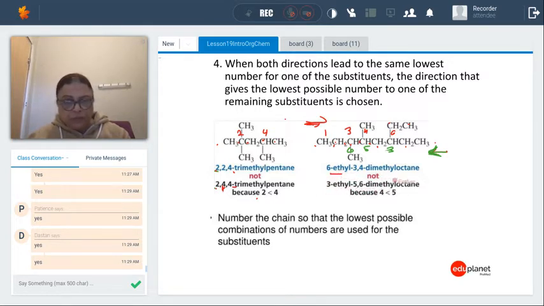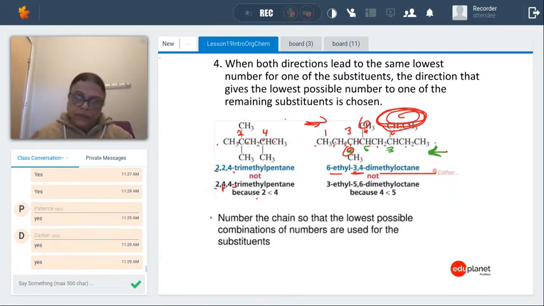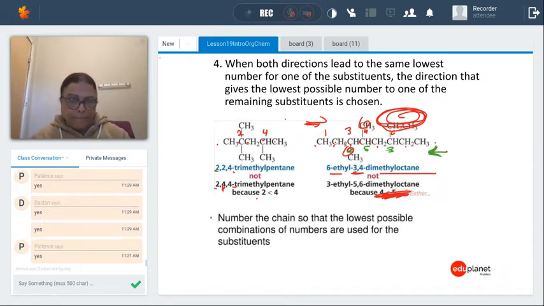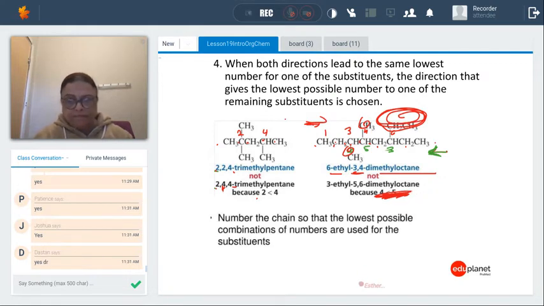So the name would be 6-ethyl-3,4-dimethyloctane, and not the opposite, not 3-ethyl-5,6-dimethyloctane. It is because 4 is smaller than 5. Does this make sense? Okay, all right.